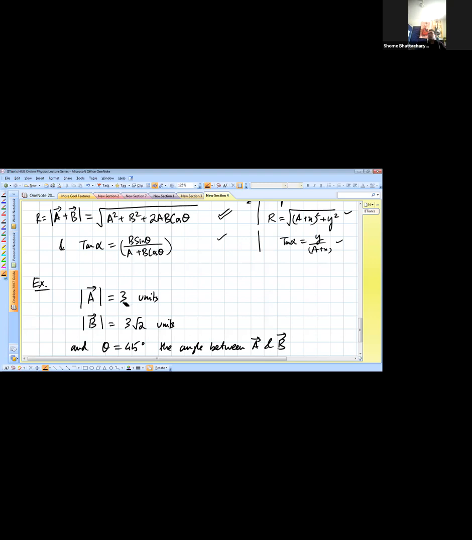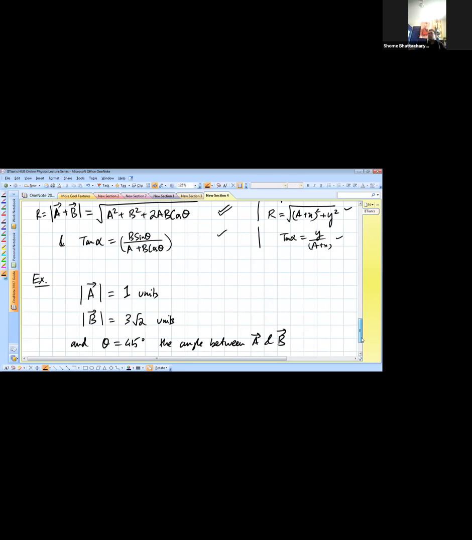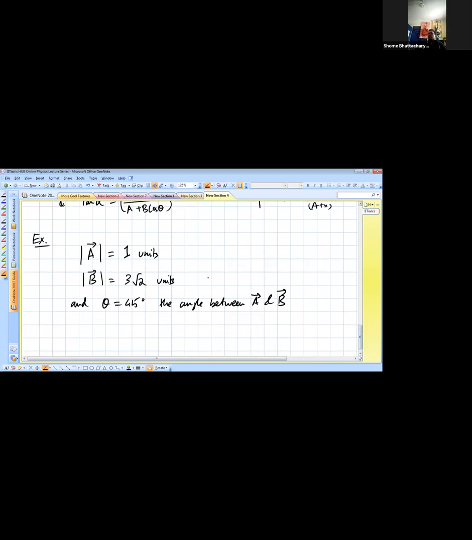Just a moment. Let's make this a single unit. Let's make this 1 unit. So the vector A has a magnitude of 1 unit. The vector B has a magnitude of 3 root 2, which as a number is approximately equal to 3 into 1.4. But anyway, we are writing it as 3 root 2, and the angle between them is 45 degrees. So now we want to find the magnitude of the vector A plus B. We just want to find how much that is.